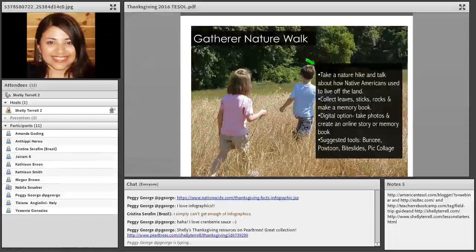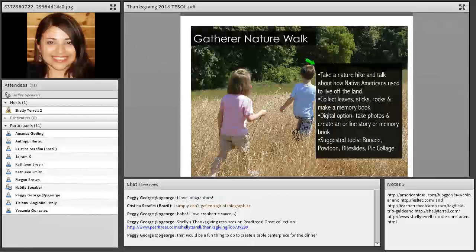All kinds of things, so they can think about how it was in the past when you had a big feast, how you decorated the table. You couldn't go buy things. So everyone would contribute to the table setting. Yes, exactly. That's Peggy says, George says, it would be a fun thing to create a table centerpiece for the dinner. Yes. And the students did enjoy that a lot.